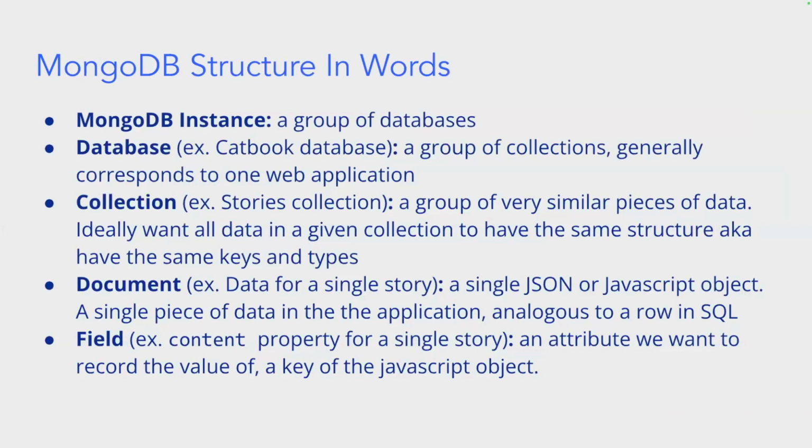So in words, let's break that down. A MongoDB instance is a group of databases. A database is a group of collections. A collection is a group of similar pieces of data. And a document is one piece of data in the app, whereas a field is like some property of a document.